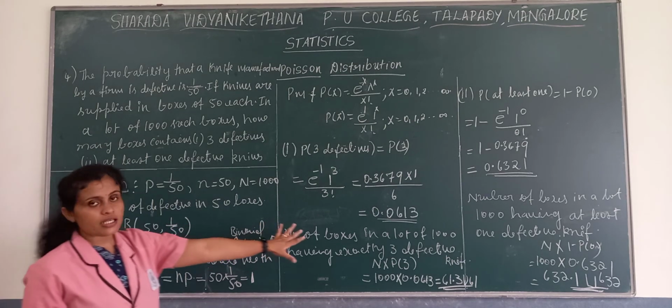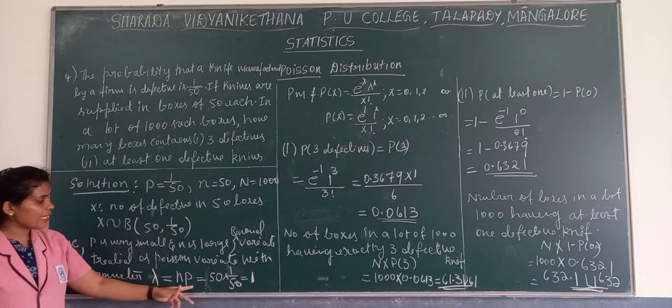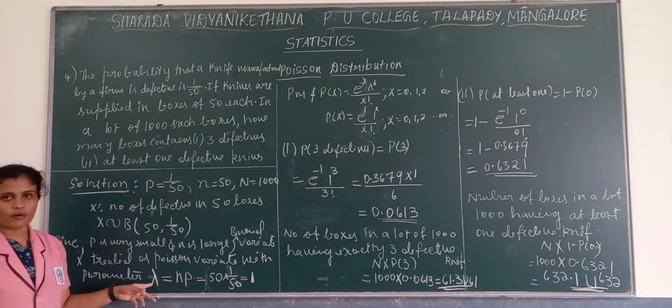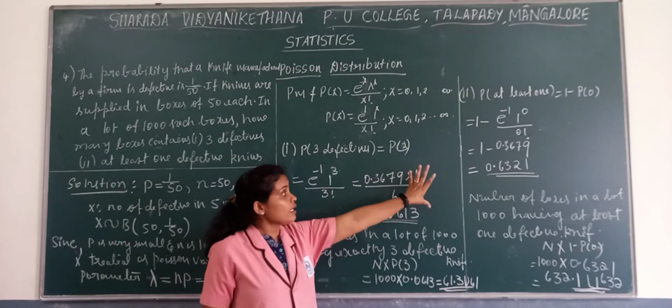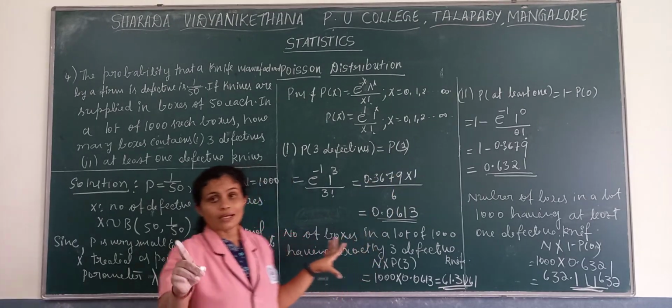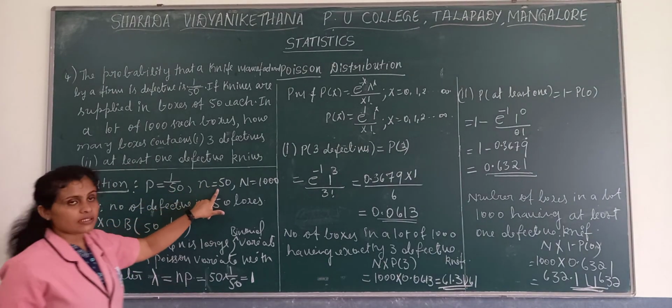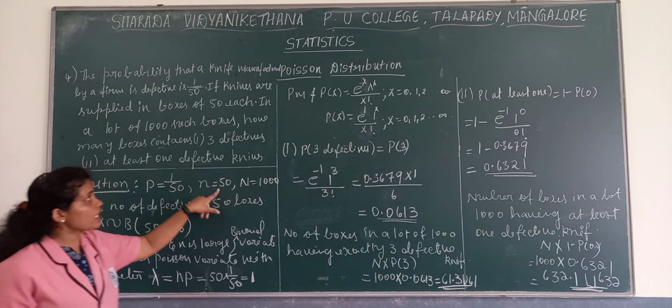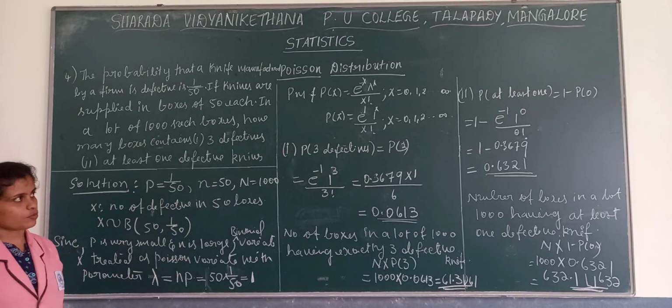This is another kind of problem, a binomial distribution kind of problem, but we are considering it as a Poisson distribution problem. What we need to find out? With the information of N and P, we have to find out the value of lambda. Then we solve it like a Poisson distribution problem. The reason is that P is very small and the value of N is large. So we are treating the binomial distribution problem as a Poisson distribution problem.